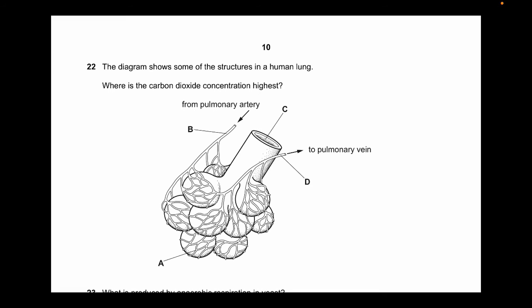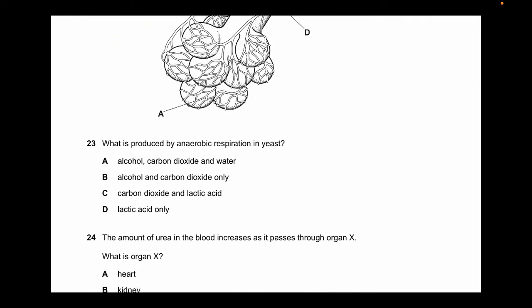Question number 22. The diagram shows some of the structures in a human lung. Where is the carbon dioxide concentration highest? From the pulmonary artery. We know that blood entering the lungs coming from the pulmonary artery has the highest concentration of carbon dioxide, as it is deoxygenated blood. So B is the correct answer.